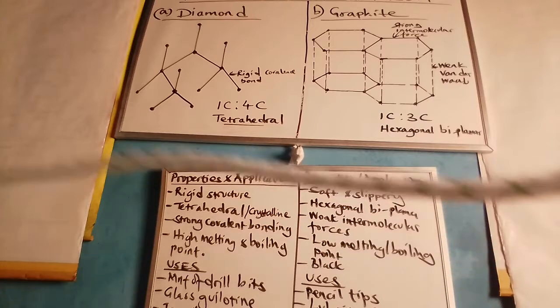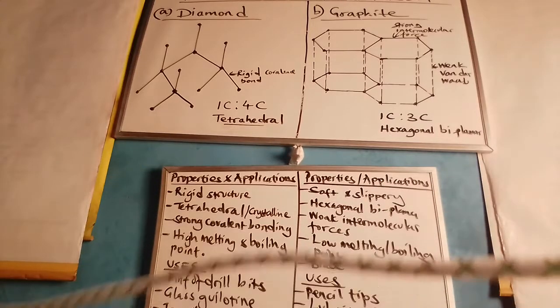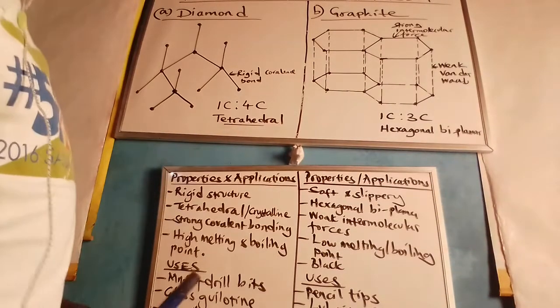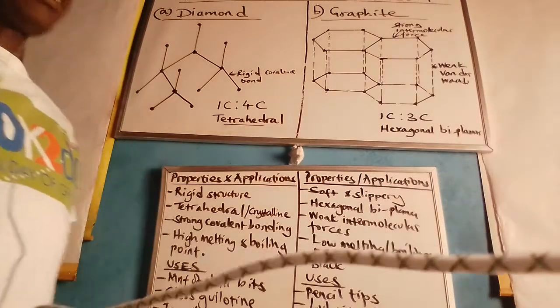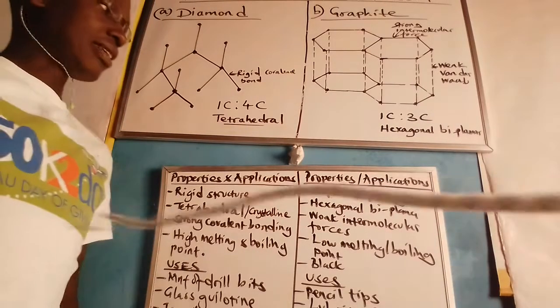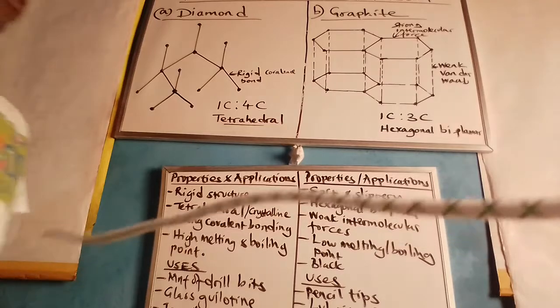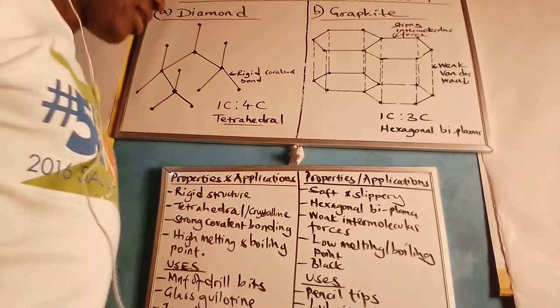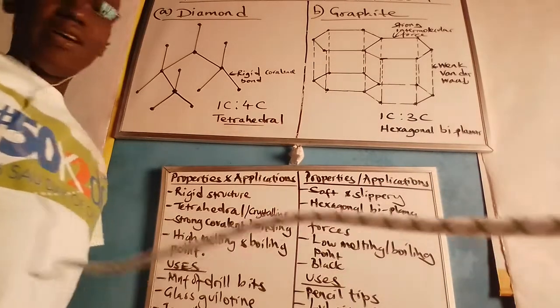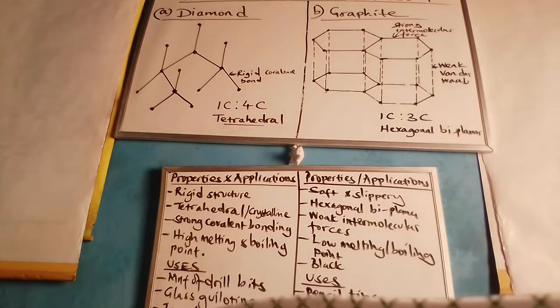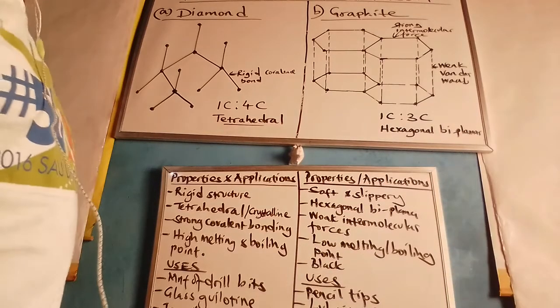The second common allotrope of carbon is graphite. Now, graphite is a soft substance and it is slippery in the sense that when you attempt to press on it, it will slide one layer over the other. Now, what are then the physical properties of graphite?